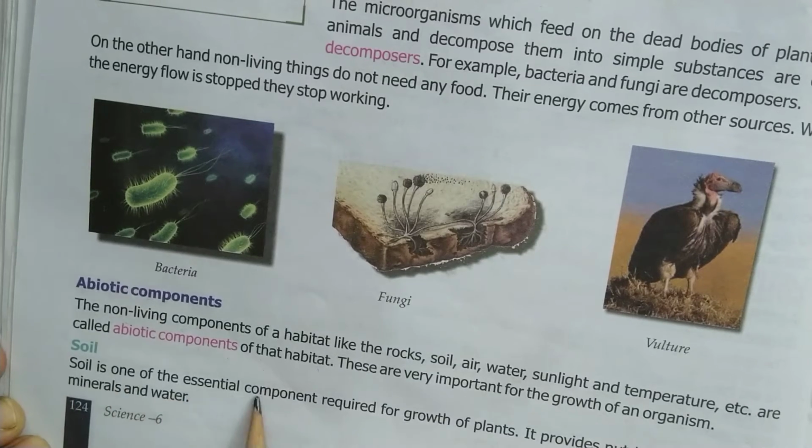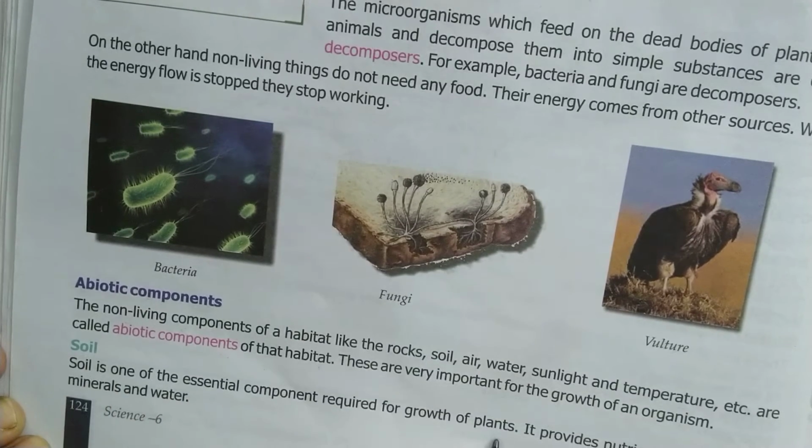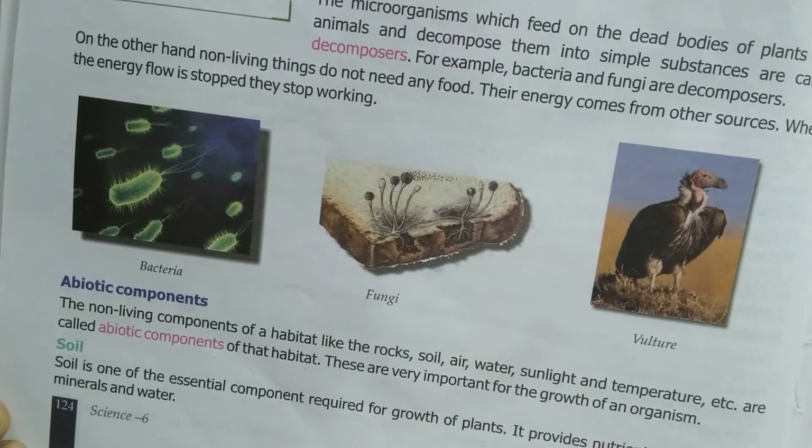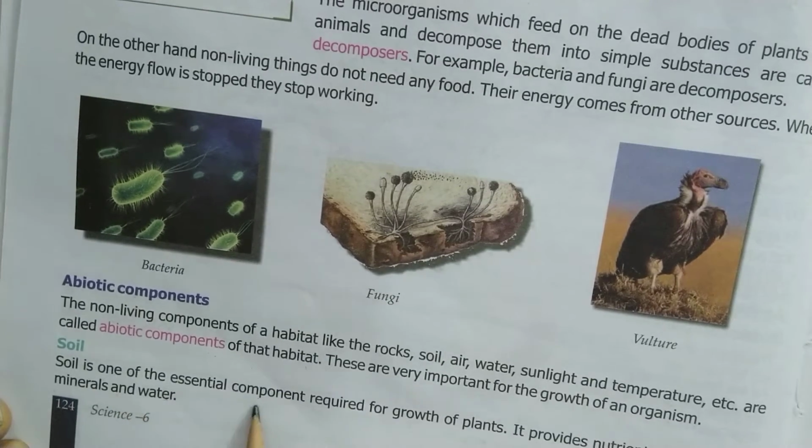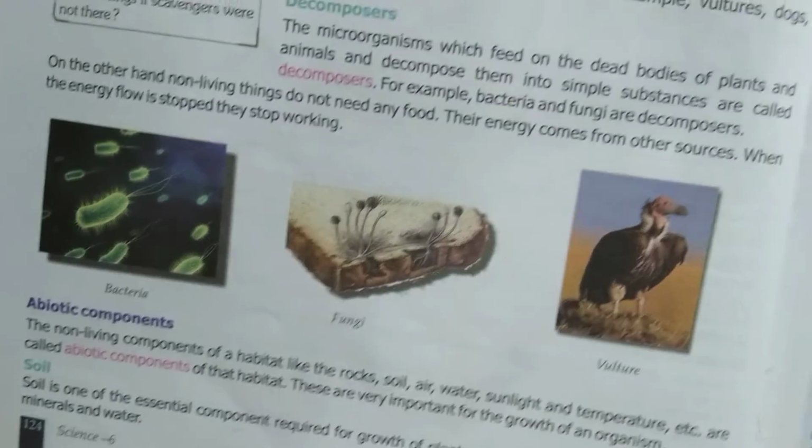Soil. Soil is one of the essential components required for growth of the plant. It produces nutrients to plants like minerals and water. Soil is a very essential component because plants grow there, and soil also provides nutrients to the plants like minerals and water.